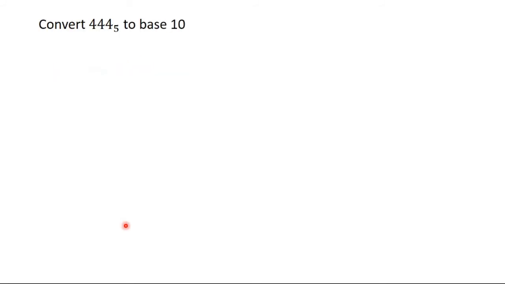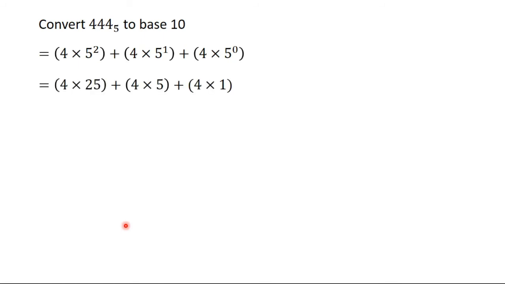Next, you convert 444 base 5 to base 10. That will give us 4 times 5 squared plus 4 times 5 exponent 1 plus 4 times 5 exponent 0. You are going to have 4 times 25 plus 4 times 5 plus 4 times 1. 4 times 25 is 100, 4 times 5 is 20, 4 times 1 is 4. You add everything, we are getting 124. So if you convert 444 base 5 to base 10, you are having 124.